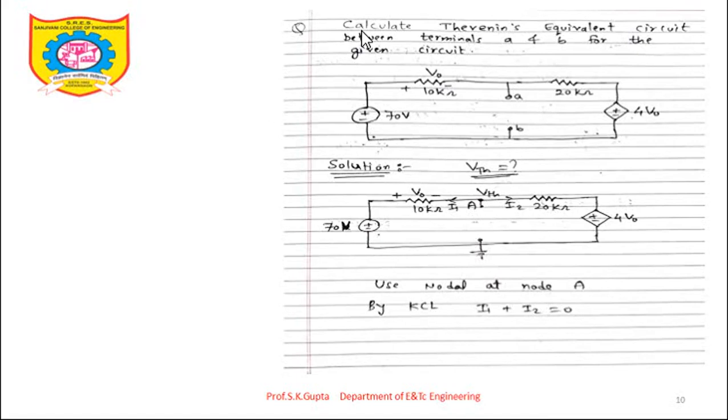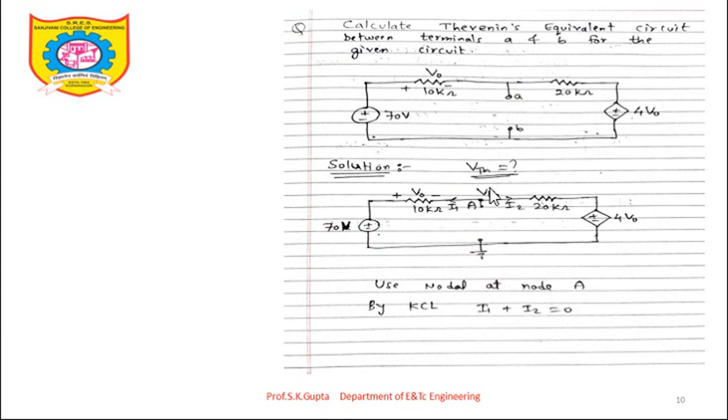Welcome all. Now let's see one more example based on Thevenin theorem. Calculate the Thevenin equivalent circuit between terminal AB. In this terminal we have to determine the Thevenin equivalent circuit. First we will find out VTH. So consider here voltage is VTH. Now I have to determine the value of VTH.